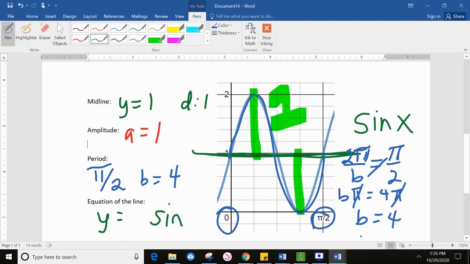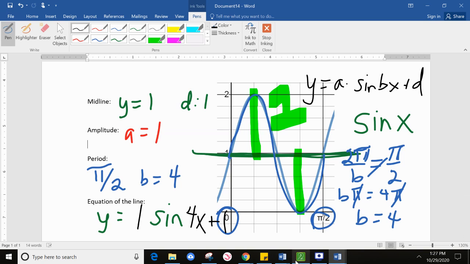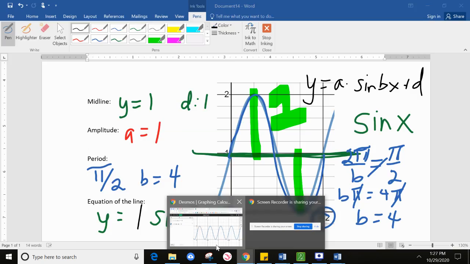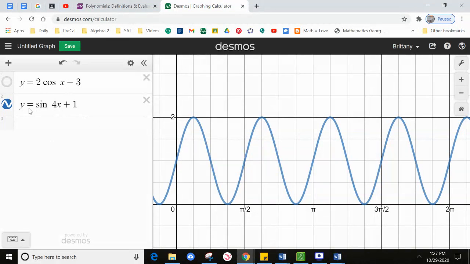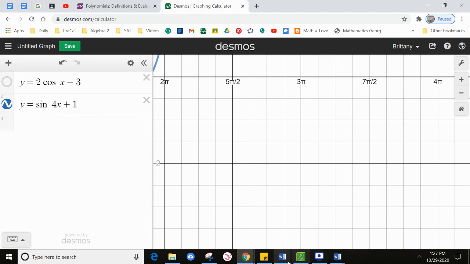All right, so let's put all this together. Our amplitude is 1, so you could leave the 1 there if you want to. Remember, your equation is very similar to what it was for cosine. We've just got a sine in there instead. So 1 times the sine of 4x. And then the midline was 1, plus 1. You can go back over here to Desmos and see that is exactly what I typed in to get that. There it is. So y equals sine 4x plus 1.